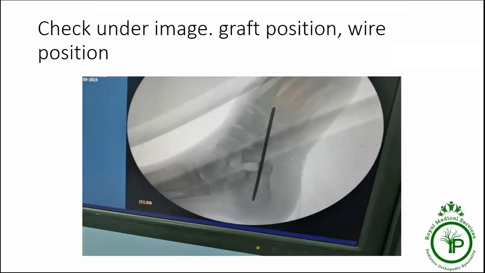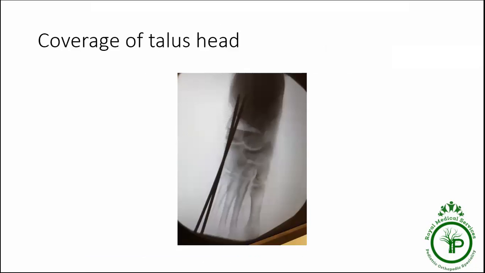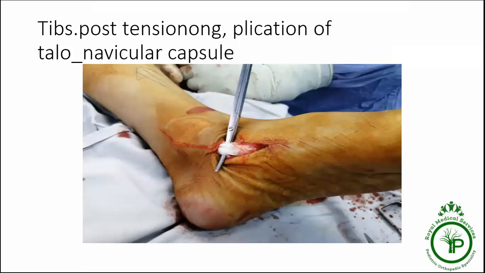This is the X-ray showing how we integrate the bone graft with the calcaneus and fix it with the K-wire. And you can see this is an AP view X-ray, and you can see how nicely the navicular covers the talar head. Going to the medial side as the last step of the surgery, as we have elongation of the peroneus, we have to do plication of the talonavicular capsule and the tibialis posterior tendon to tension it.